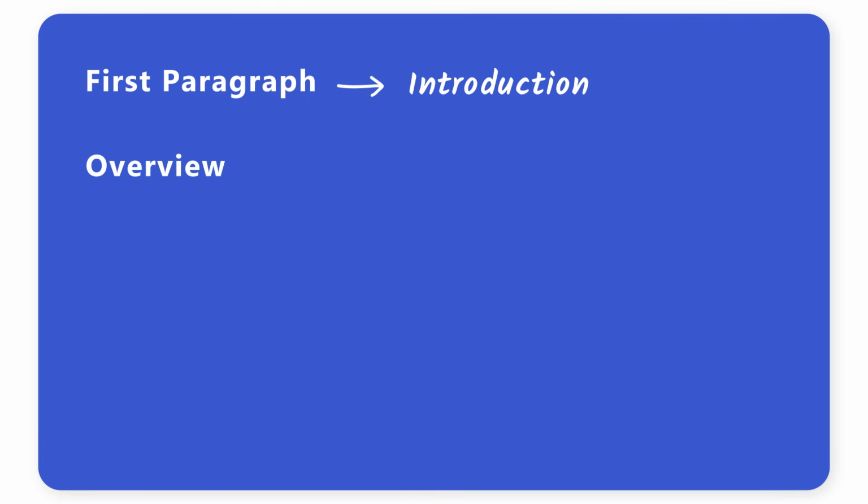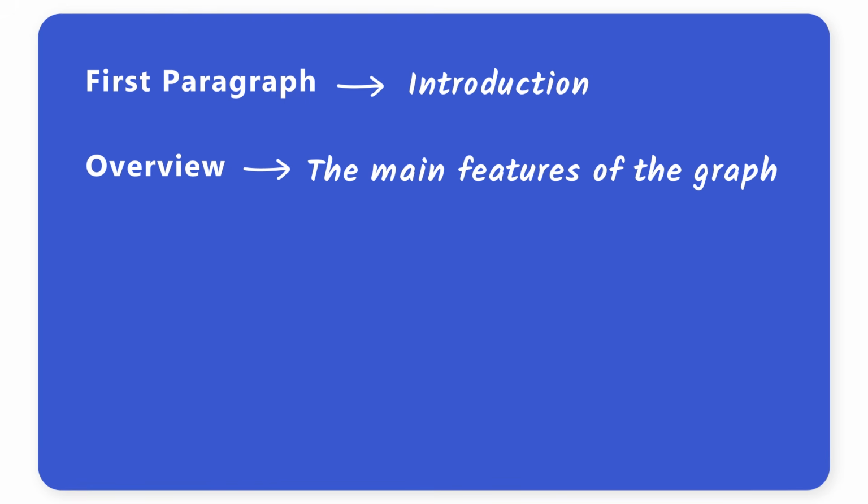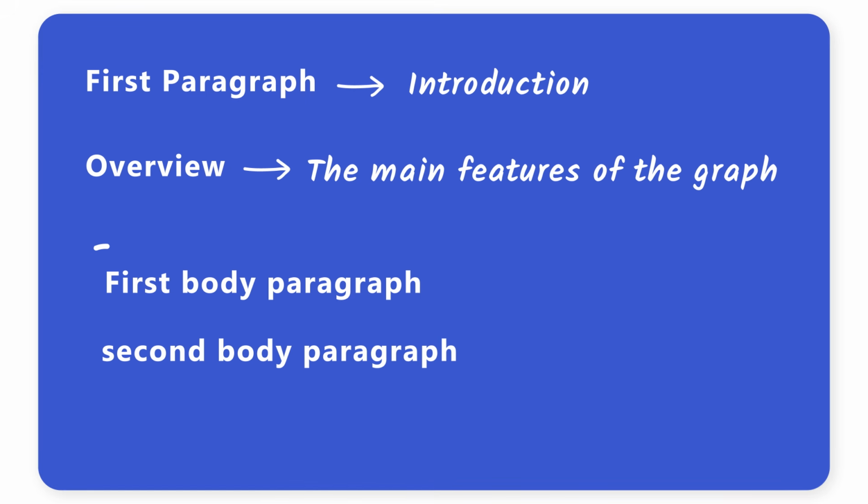In the overview paragraph, we only talk about the main feature of this graph. When you take a look at this graph, what strikes you? You should write about that. No detail. You shouldn't write about any data in the overview paragraph. And then we'll have 2 body paragraphs: the first body paragraph and the second body paragraph.